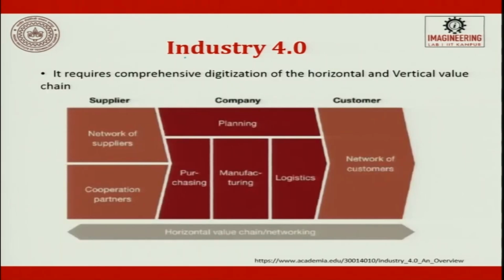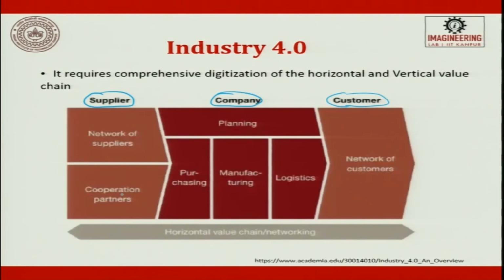So, when we look at Industry 4.0, it requires comprehensive digitization of the horizontal and vertical value chain. This is the horizontal value chain and this is the vertical value chain. There are three major components. One is supplier, next one is company, and the third one is the customer. Supplier, company and the customer. We are customers. A place where it is getting fabricated is the company. For a company, input raw material is given by the supplier.